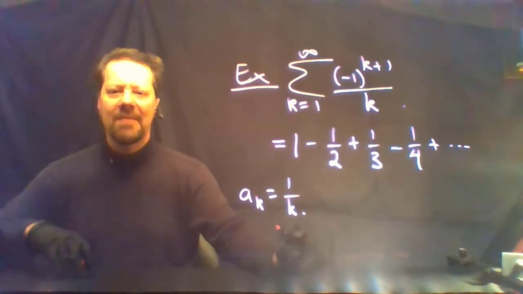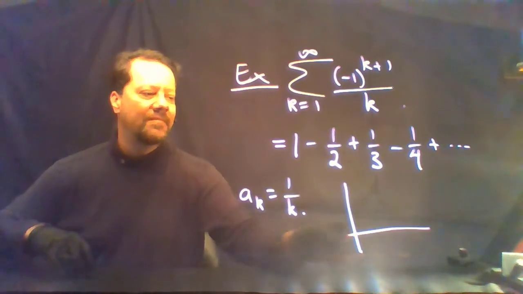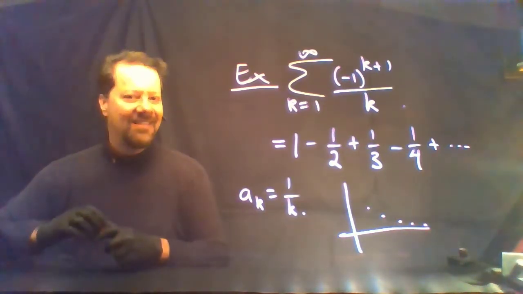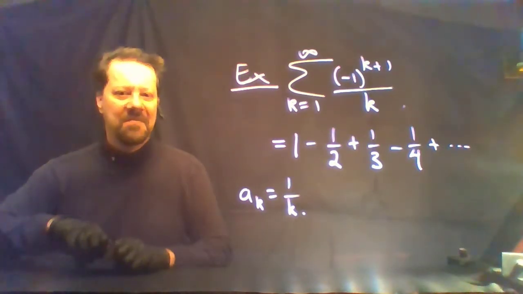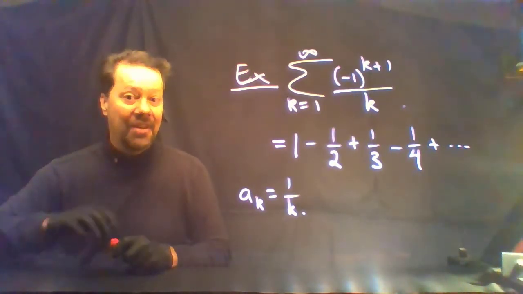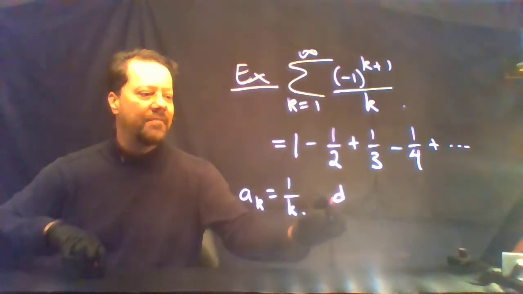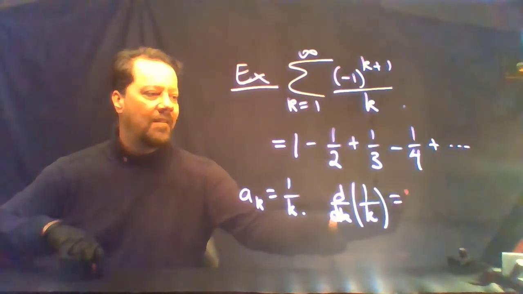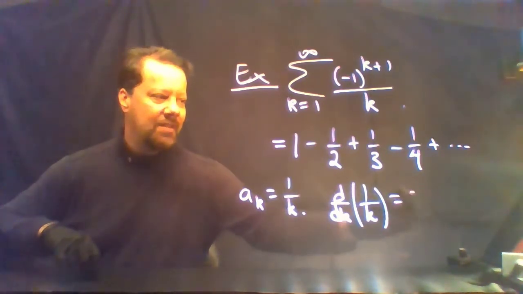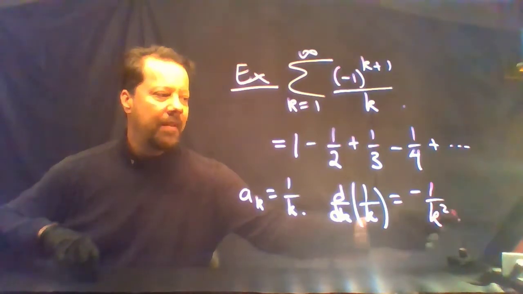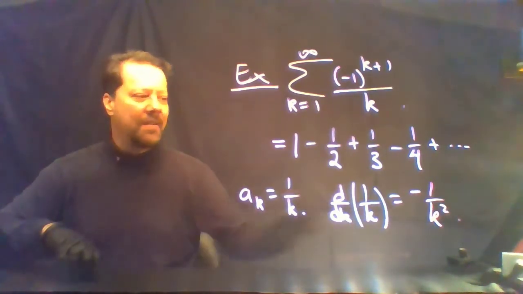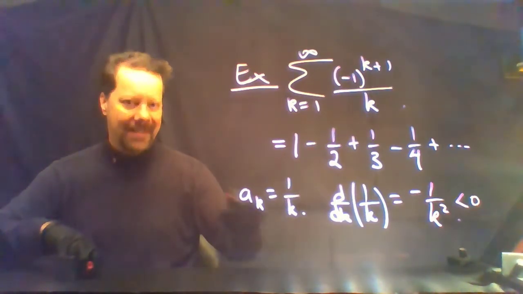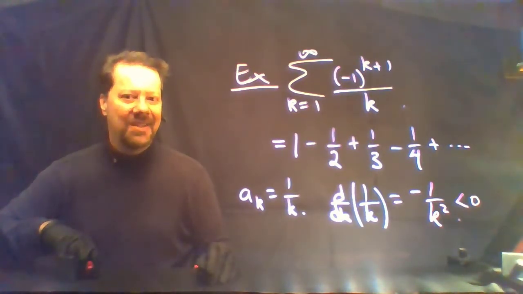How can you tell it's monotonically decreasing? Well, it decreases like 1 over x. But you can do better than that. For a technique that you can use later on down the line, we can take the derivative. The derivative of 1 over x, you know, is negative 1 over x squared. So here we'll get negative 1 over k squared. The derivative is less than 0, which means it is monotonically decreasing.